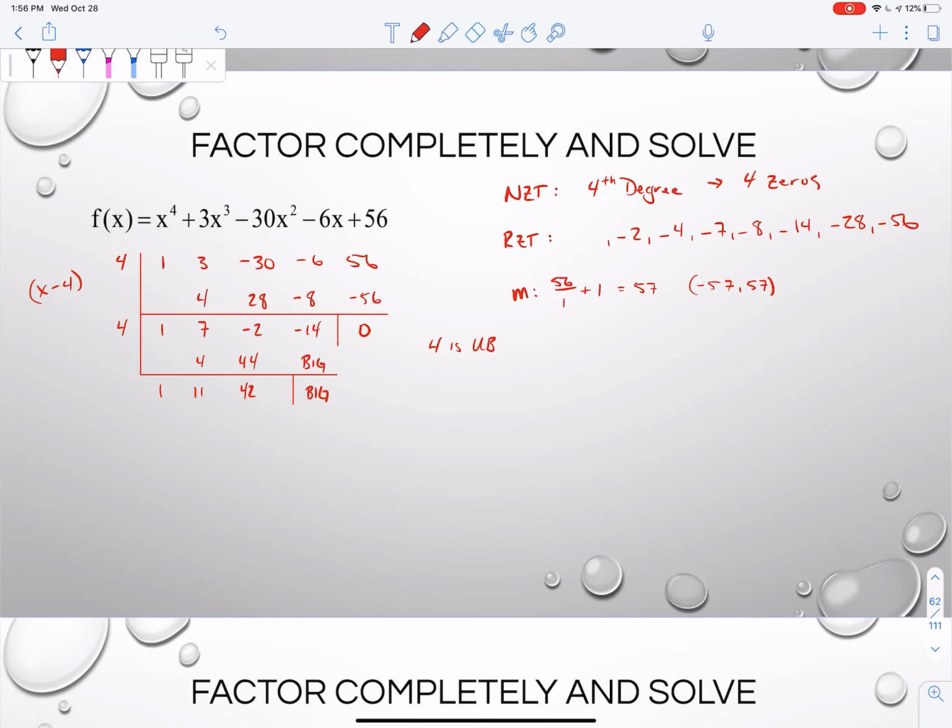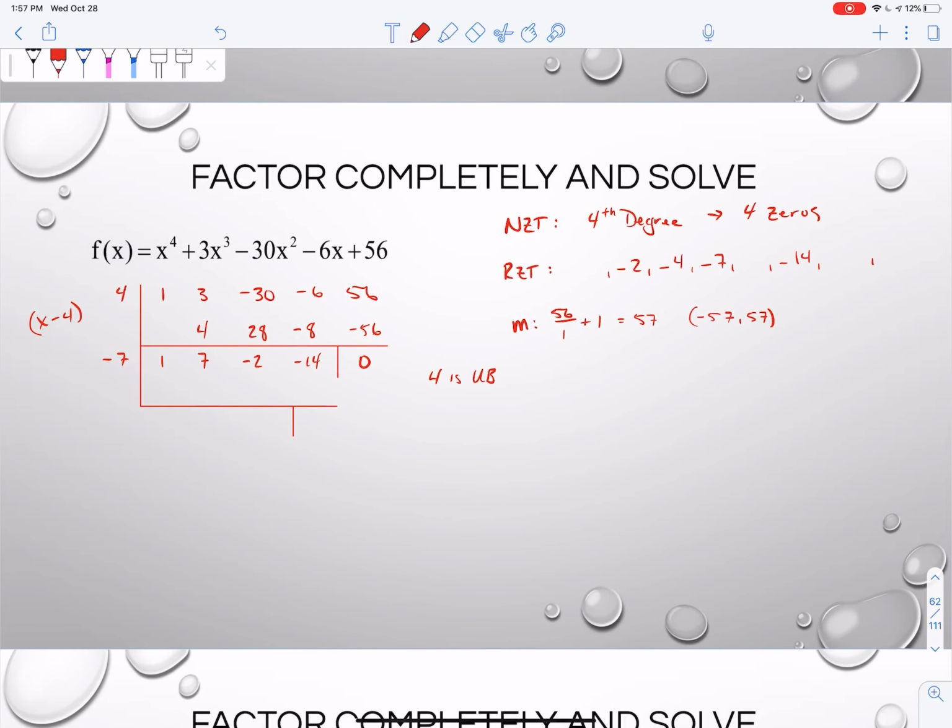So for the sake of trying to get through this a little bit faster than spending 20 minutes on it, I'm going to go with a factor I know works. We're going to try a 0 of negative 7. So I'm going to drop down the 1. Pardon me. I'm going to multiply. I'm going to have negative 7, 0, 0, negative 2, and positive 14 for a 0. So that tells me, I'm losing my voice all of a sudden here, that negative 7 is a 0, and x plus 7 then is a factor.